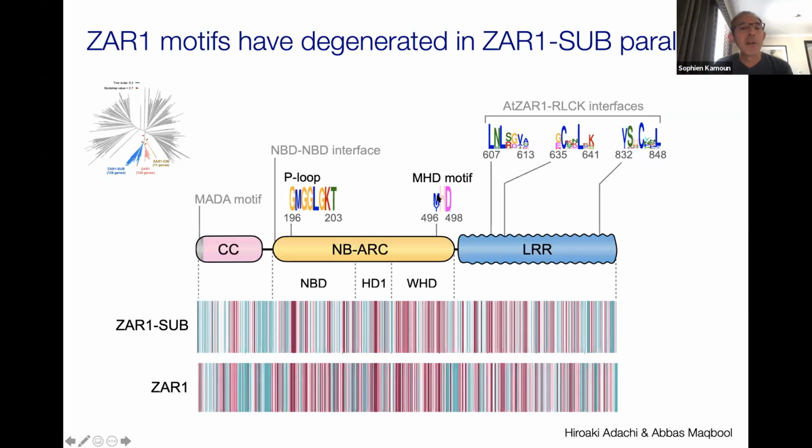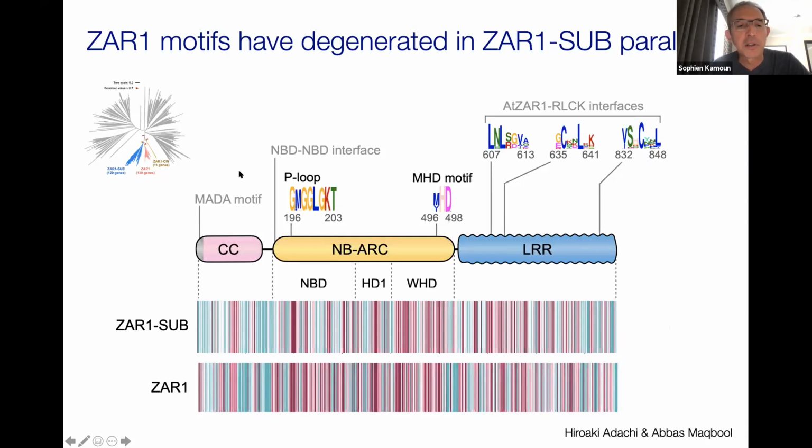Okay, briefly, ZAR1 duplicated into the ZAR1 subclade shown in blue here. We think that's a single duplication event. And ZAR1 sub turned out to be a really interesting paralog family because it's quite degenerated. It's not as conserved as ZAR1. You can see here the ZAR1 sub conserved barcode, there's a lot of blue there. So it's really diverse compared to ZAR1.